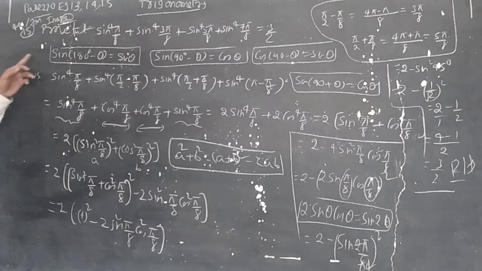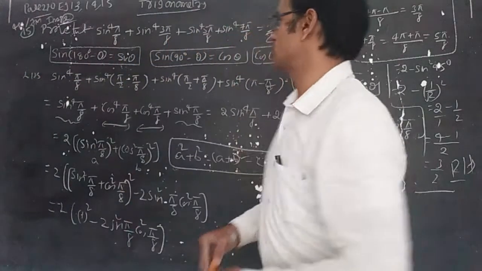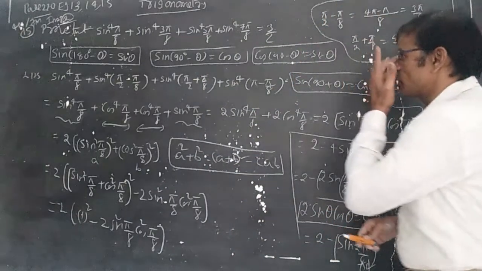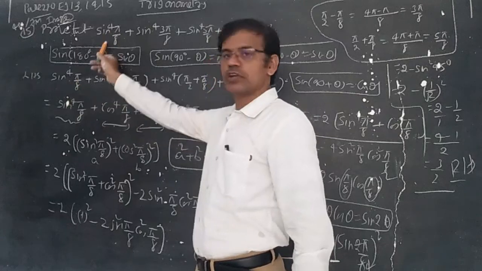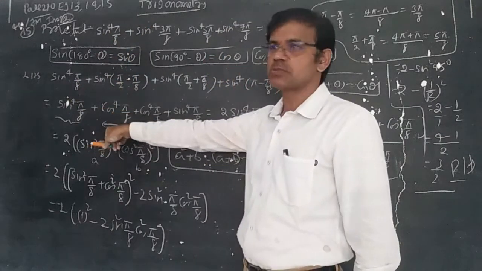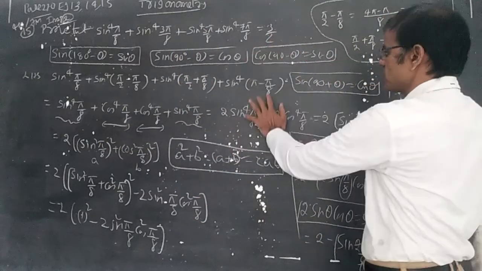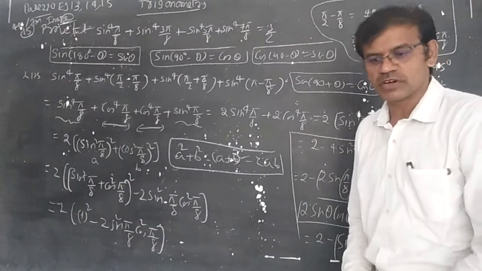Sin power 4 pi by 8 plus sin power 4 3 pi by 8 plus sin power 4 5 pi by 8 plus sin power 4 7 pi by 8 is equal to 3 by 2. So what is the reason here? Simply conversion. First one, no need to change; second one, 3 pi by 8, change it as pi by 2 minus pi by 8; 5 pi by 8, change it as pi by 2 plus pi by 8; and this one as pi minus pi by 8. Remaining everything you can understand using the algebraic formula conversion.